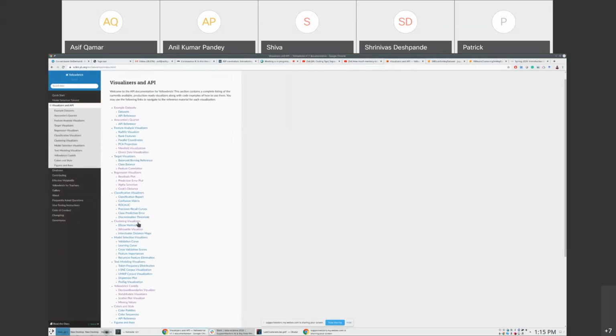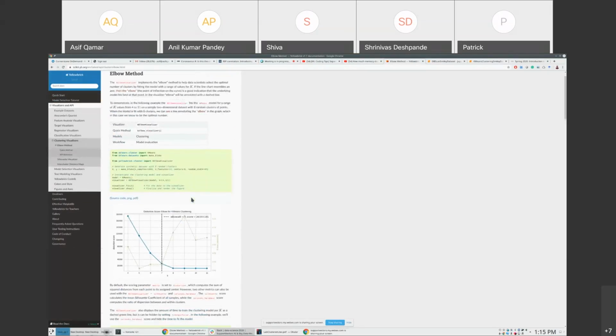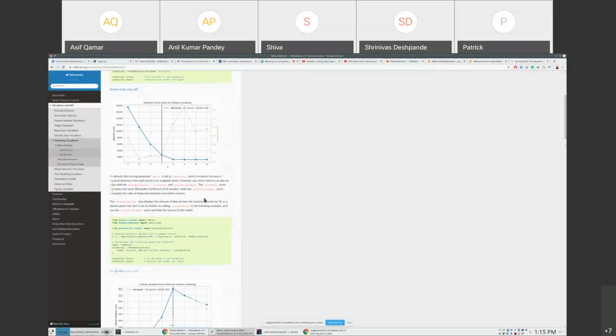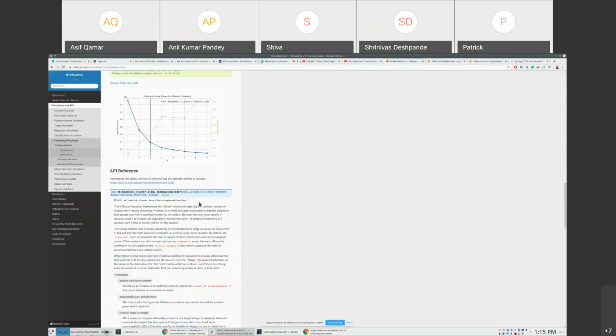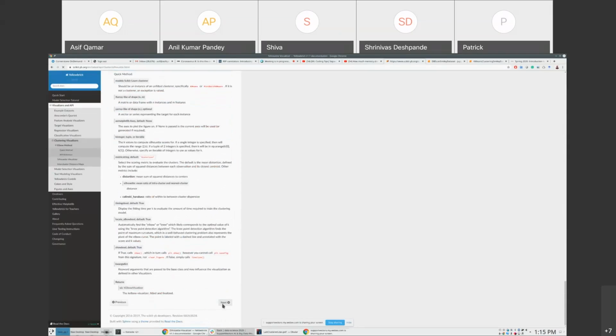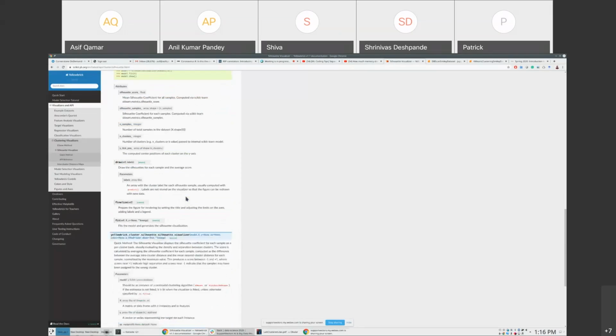Yes, clustering visualizers. They don't seem to have examples that I can show, but I will post those examples. So here's the elbow method. It is showing you that, and then quick methods, API references to make the scree plot, and then the Silhouette visualizer. But they don't give you a visualization here.